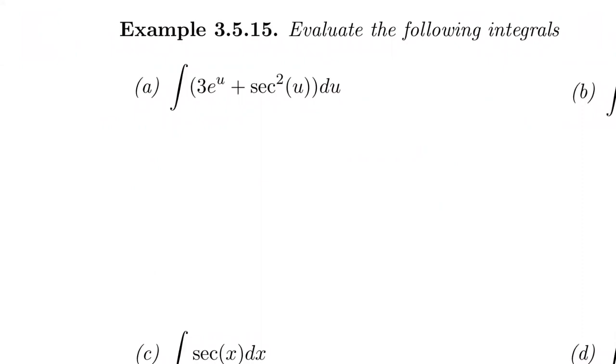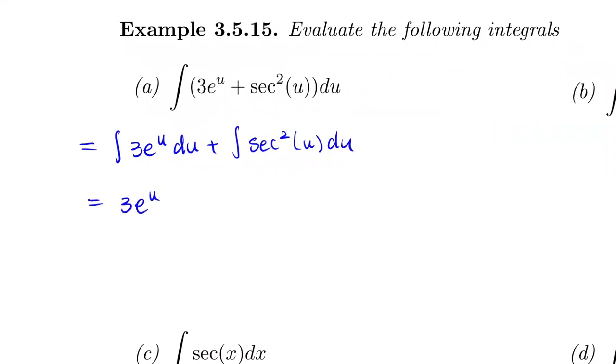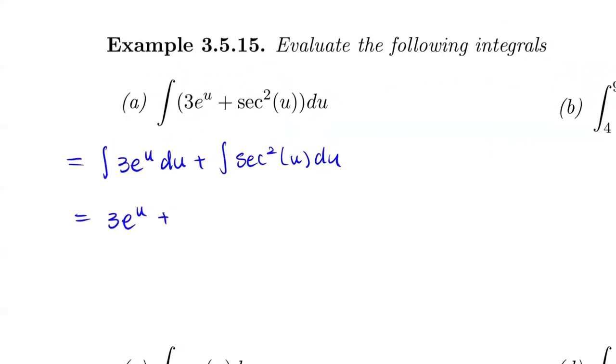Okay, so for the first one, it shouldn't be much of a problem since we could break up the integral so that we have the integral of 3e to the power of u du plus the integral of secant squared of u du. And that would just be 3e^u plus, since the integral of secant squared is just tan of u, and then plus c. So this one's not too bad.